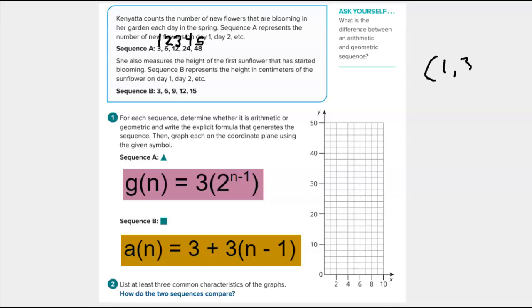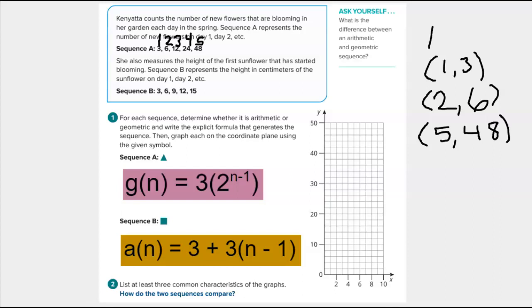1, 3, this is 1 point. Another point is 2, 6. 3, 12. 4, 24. 5, 48. So you'll have 5 points, and the last point will be 5, 48. That's sequence A.